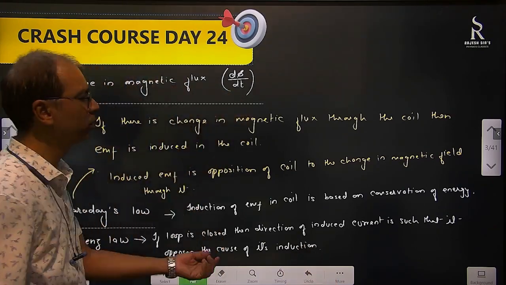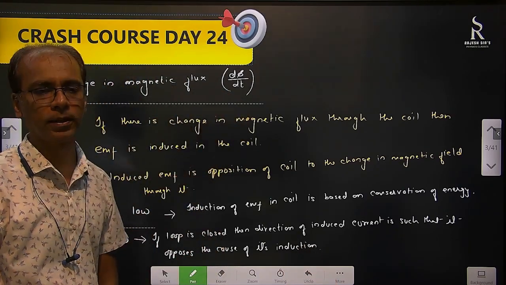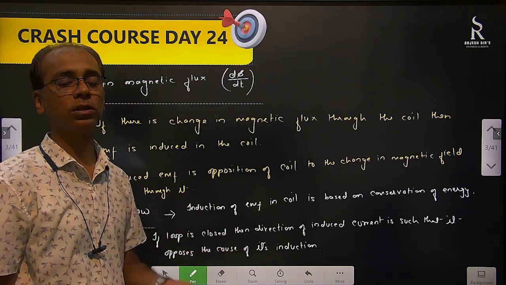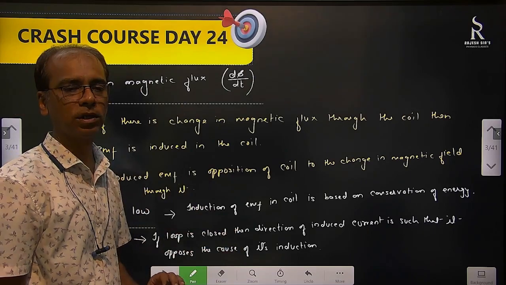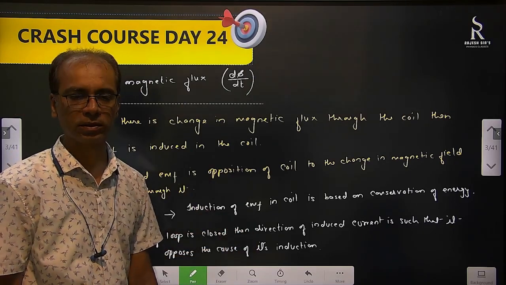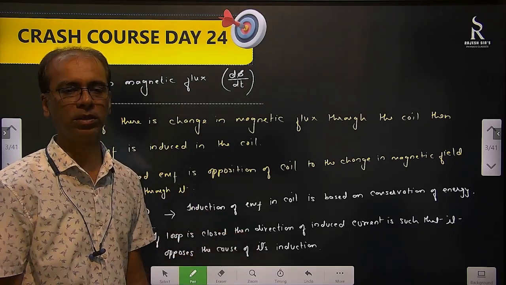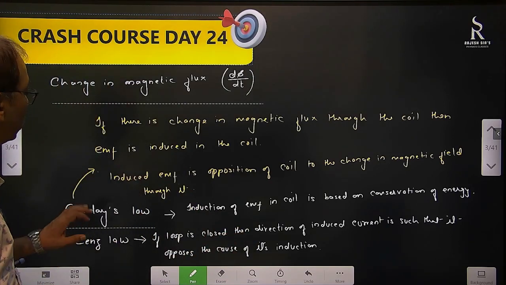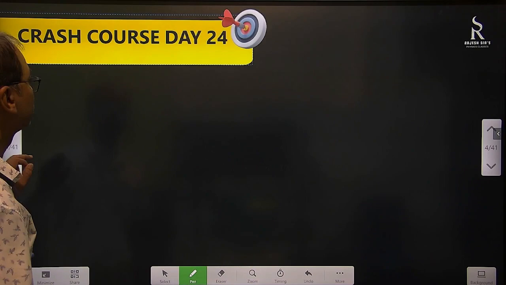Okay, clearly same thing which we have written there. It's opposition basically. The induced current's direction is such that it opposes the cause of its induction. What is the cause of its induction? Change in magnetic flux. So it opposes change in magnetic flux. Now how can we say that it's based on conservation of energy?